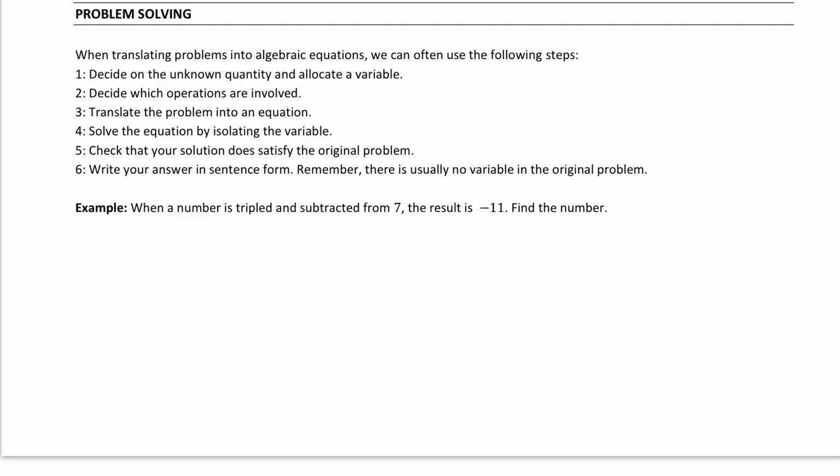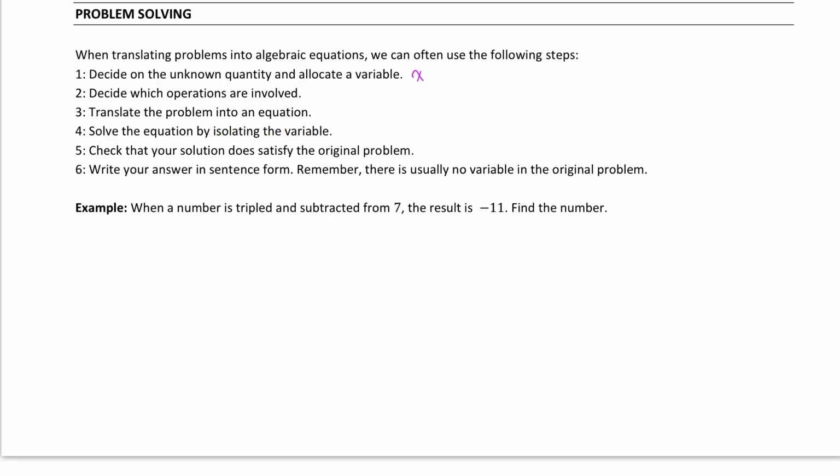When solving a problem, if you want to solve it using a logical procedure, you want to first decide on the unknown quantity and allocate it a variable. We often use variable x, but you can use any other variable. We then decide on which operations are going to be used and translate the problem into an equation. These two are kind of interconnected. And then we solve the equation by isolating the variable.